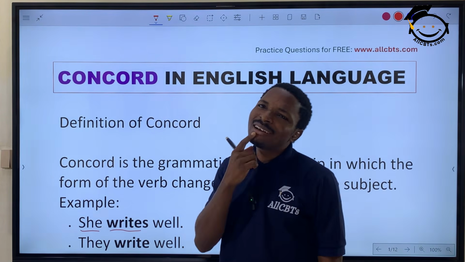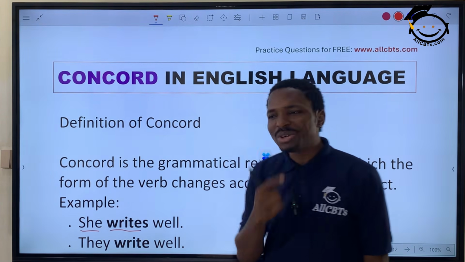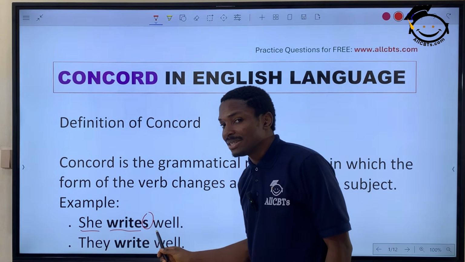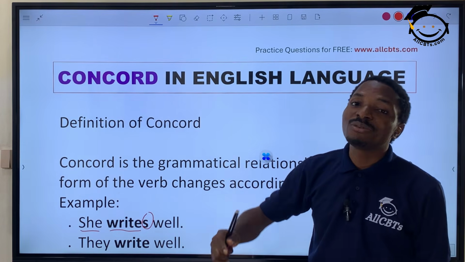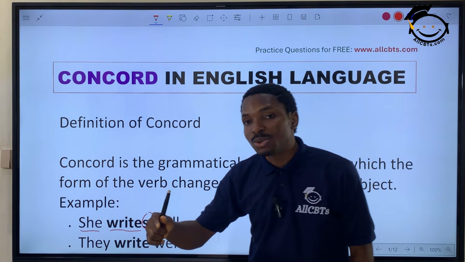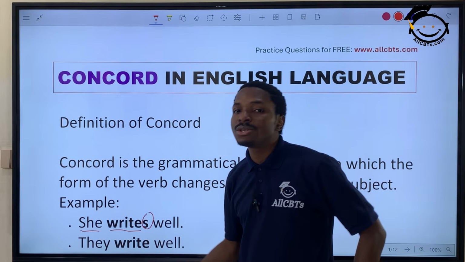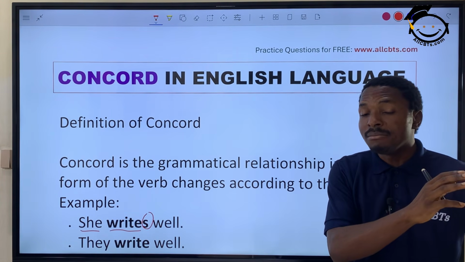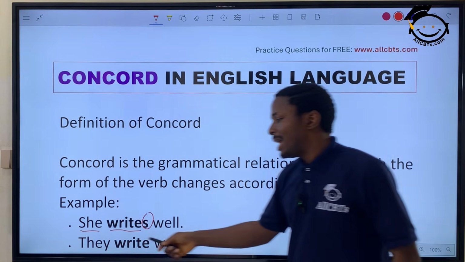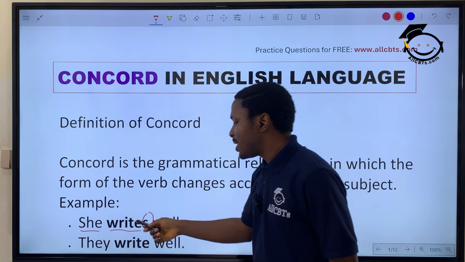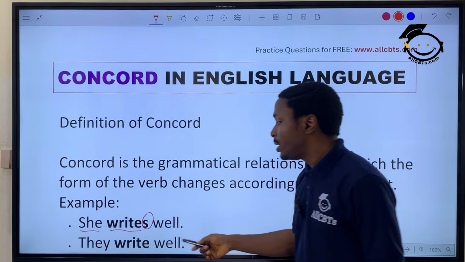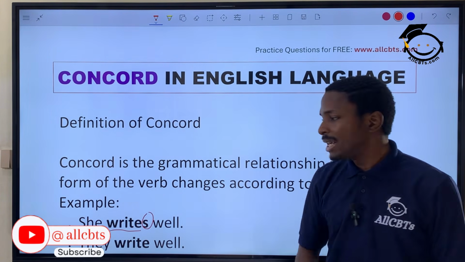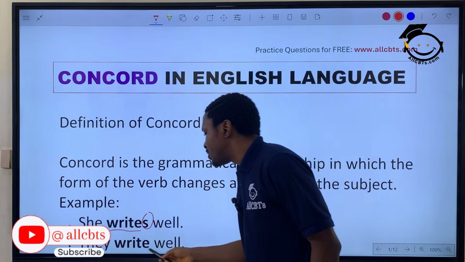Now you say, writes is singular. I thought wherever there is an s, it shows plural, not in this case, right? Writes is used for singular. We use write without the s when we are referring to plural subjects, as in this case. So she writes well. Well is the adverb that qualifies how good she writes. And then you have they write well.